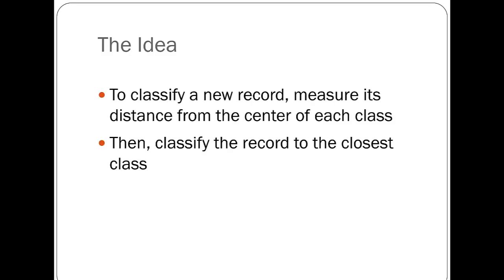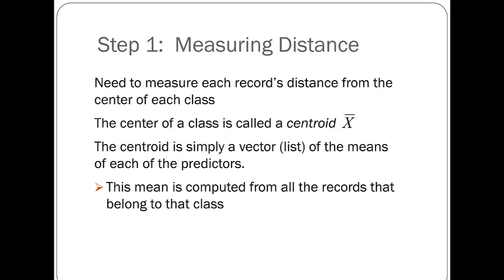This is going to be very similar to what we did with k-means. We're going to calculate a centroid for each of the categories, and each new record is going to be measured from the centroid and then classified according to the closest class, or the closest centroid. That's the main idea. How does this work in practice?